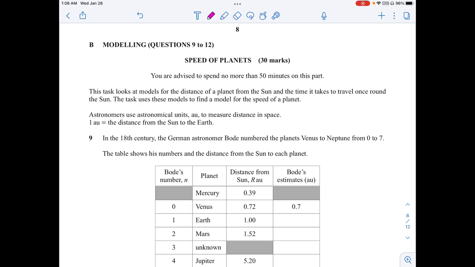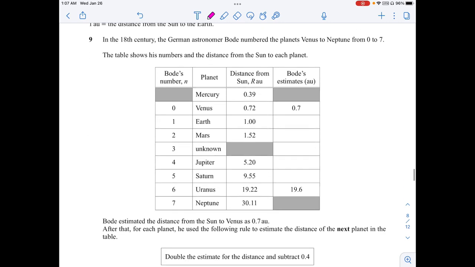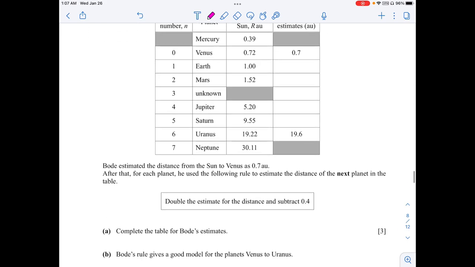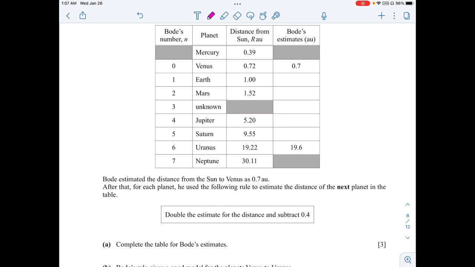Astronomers use astronomical units, AU, to measure distance in space. One astronomical unit is the distance from the Sun to the Earth. In the 18th century, the German astronomer Bode numbered the planets Venus to Neptune from 0 to 7. The table shows his numbers and the distance from the Sun to each planet. Bode estimated the distance from Sun to Venus as 0.7. After that, for each planet, he used the following rule to estimate the distance of the next planet in the table: double the estimated distance and subtract 0.4.